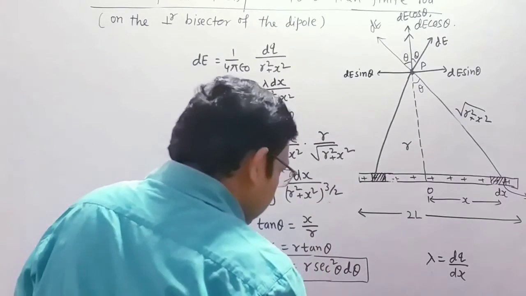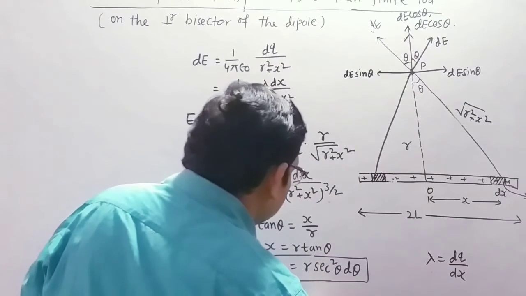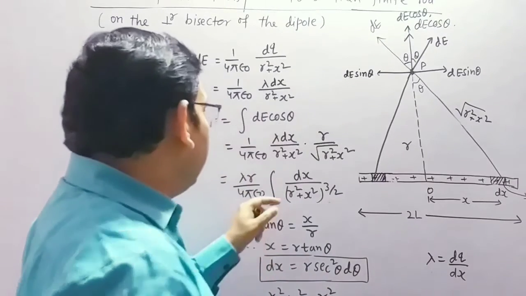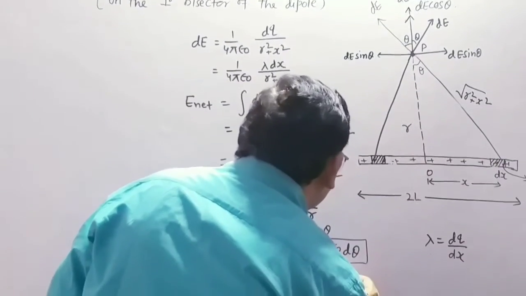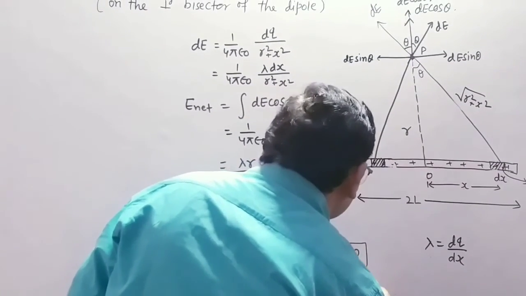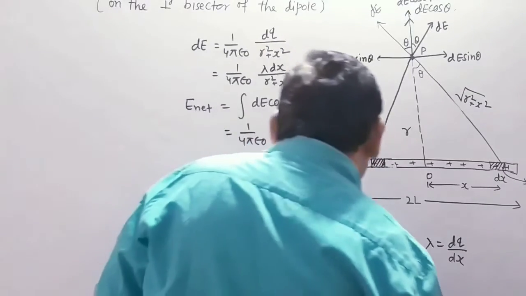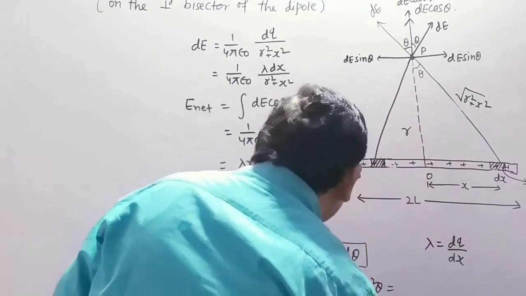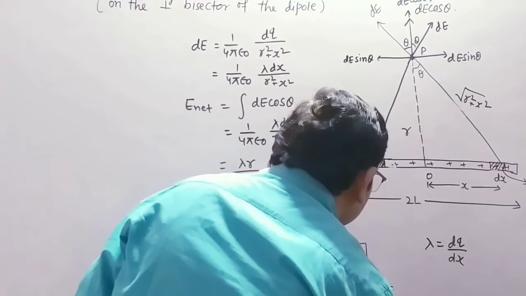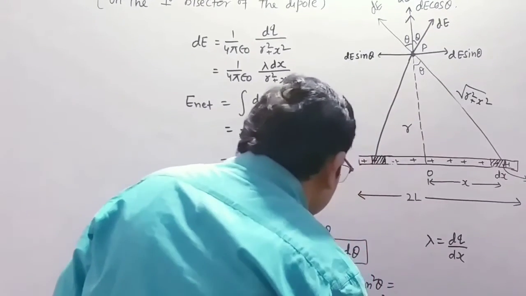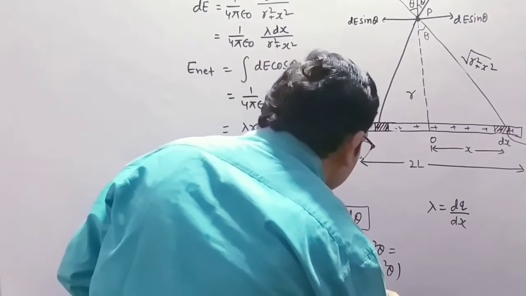Also, writing r square plus x square: what is the value of x? The value of x is r tan theta. So we have r square plus r square tan square theta. Taking r square common, we have r square times (1 plus tan square theta), and 1 plus tan square theta is sec square theta. So r square sec square theta.